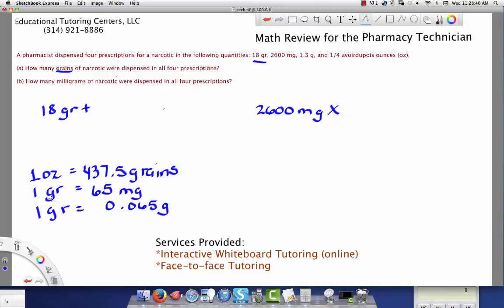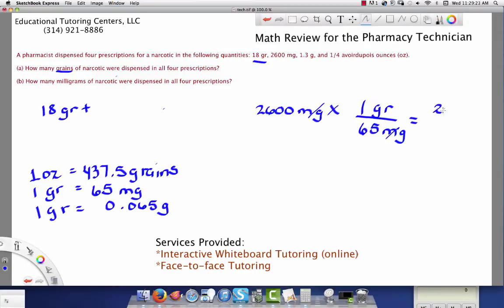Here you see we have 1 grain is equivalent to 65 milligrams. When we do our conversion, we set up the unit that we're solving for in the numerator, and the unit that we're given in the denominator. The reason we do this is because we can cancel units. Just like 5 divided by 5 is 1, x divided by x is 1, anything divided by itself is always 1. So these units cancel each other out. Then we have a whole number, 2,600 times this 1 grain.